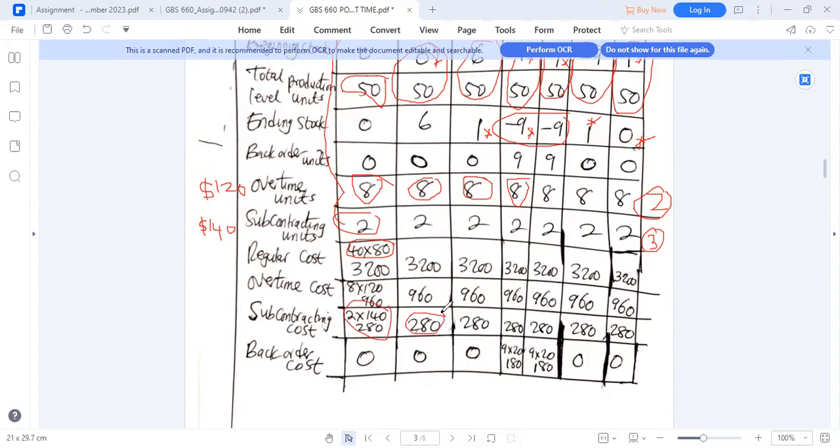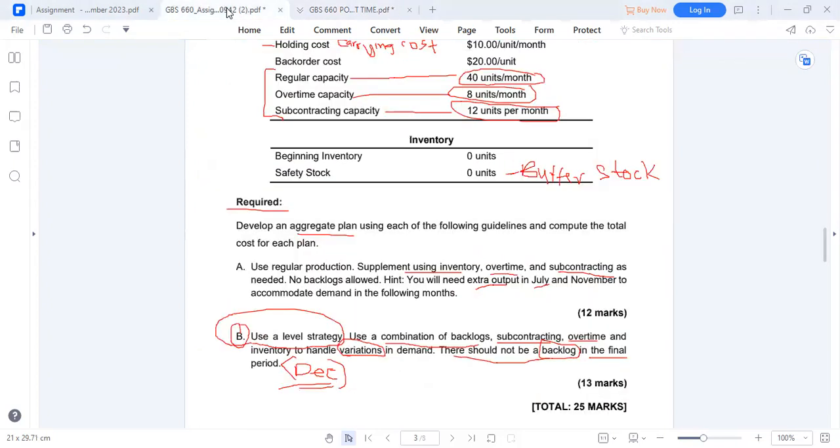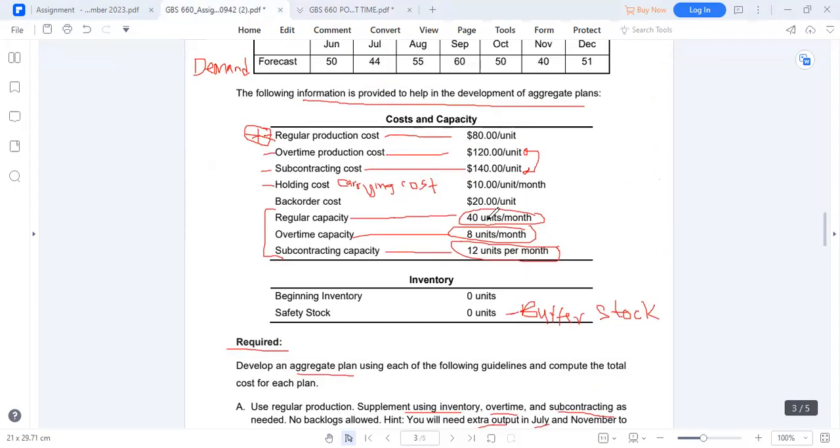From there, we can now find the backlogs. The back order cost was $20 from the question. The back order cost was actually $20 per unit. The back order is also called the stock out.